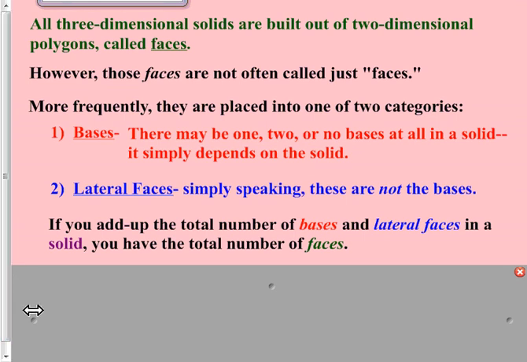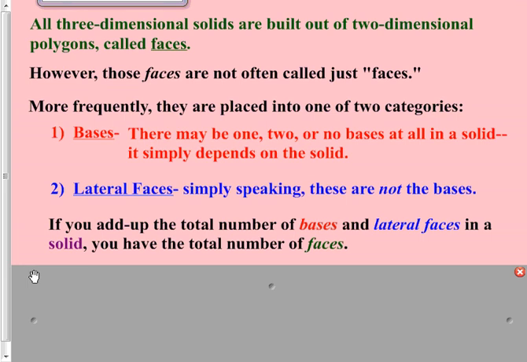Now, to break that back down, what we're saying here is if you add up the total number of the bases and the lateral faces in a solid, then you have the total number of faces. Now that probably seems a little strange, maybe a little bit redundant to have that many names for stuff that is very similar to each other. You're not the first person to think that.